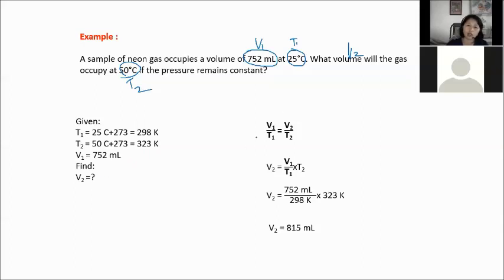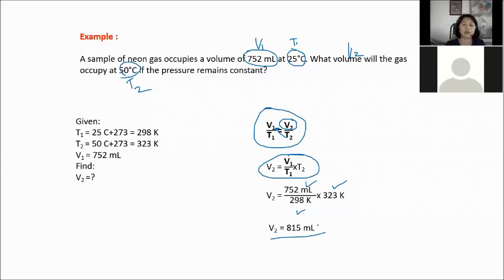Then recall the formula of Charles' law. And since we want V2, move natin itong T2 doon sa tabi ng V1. So, this is now the simplified formula. So, V2 therefore is, substitute all values. V1 is 752. T1 is 298. And T2 is 323. And then use your calculator. 752 times 323 divided by 298. The answer should be 815.